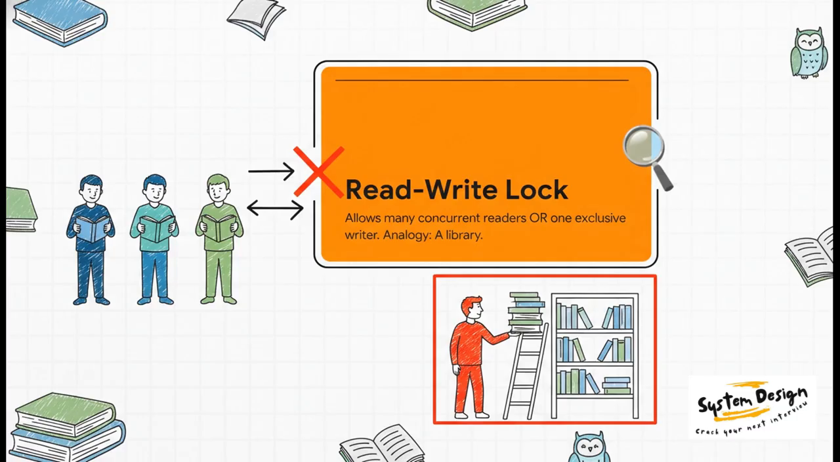So this lock allows tons of readers to access a resource all at the same time. But the moment a thread needs to write or change that data, it needs an exclusive lock, and that blocks all the readers and any other potential writers. The library analogy is perfect. Dozens of people can be reading books at the same time, but when the librarian needs to reorganize the shelves, everybody else has to clear out.